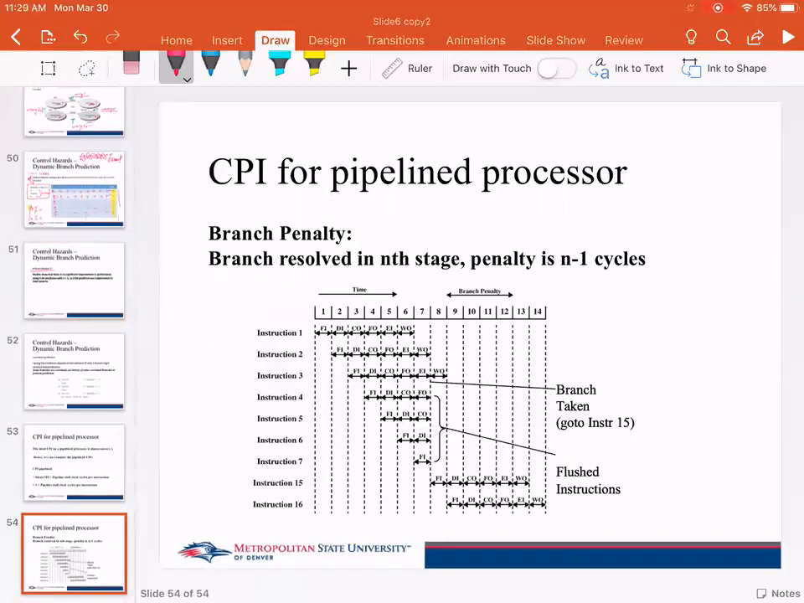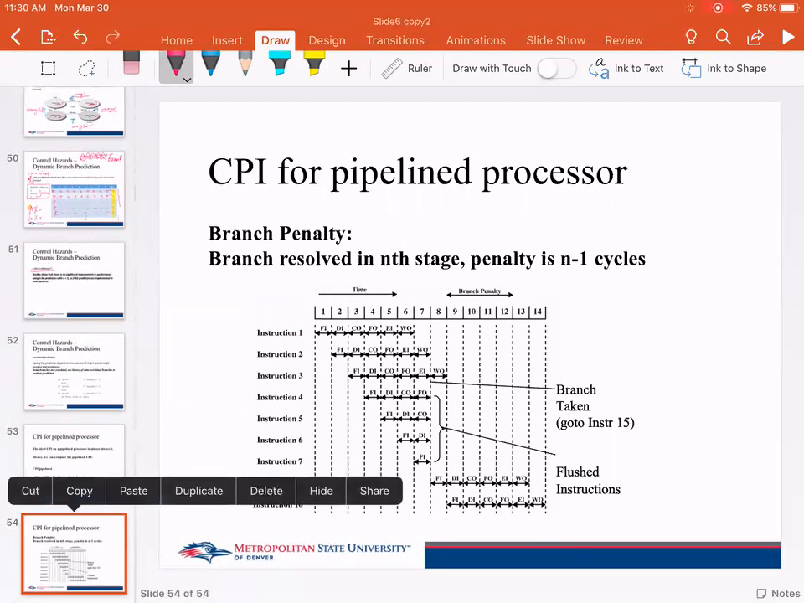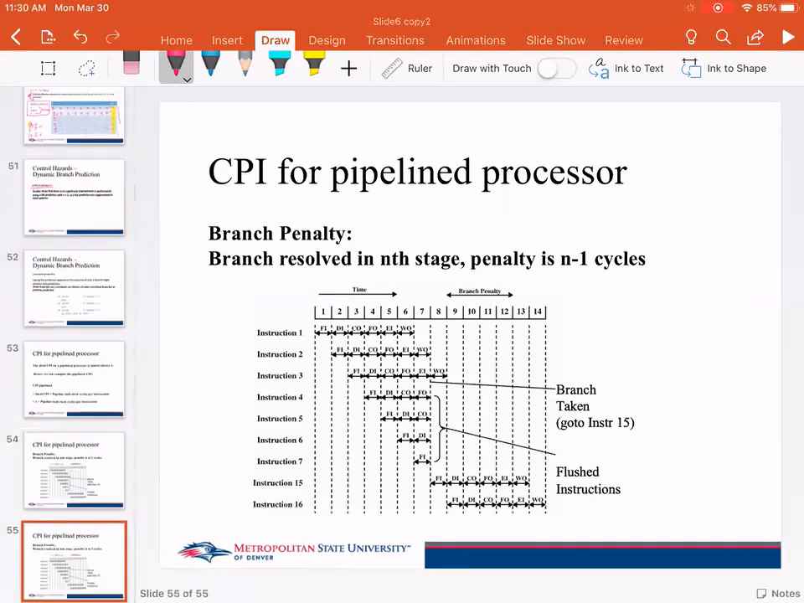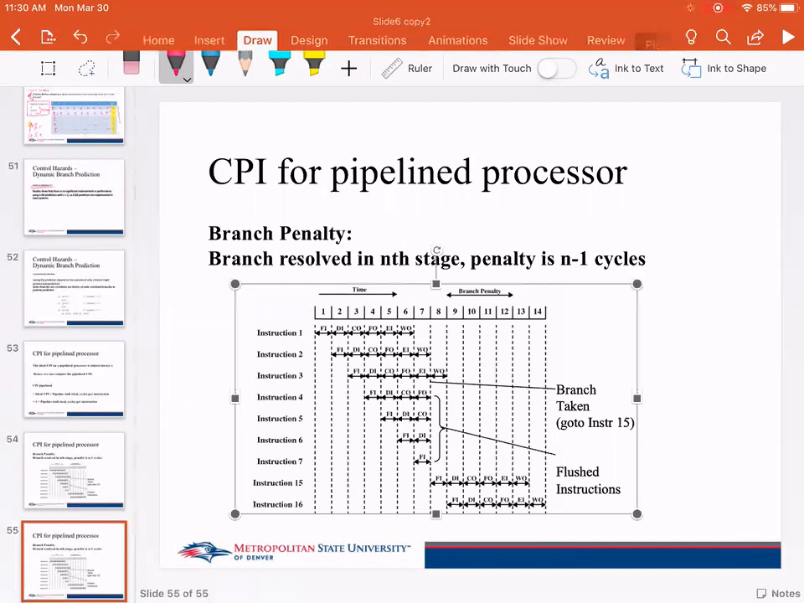so one more example to get you prepared for the midterm exam: how to calculate the CPI for a pipeline processor. Remember that in this whole slide, we have covered the pipeline processor, and I told you the ideal. If I can make a copy of this, maybe I want to make a little bit more note.